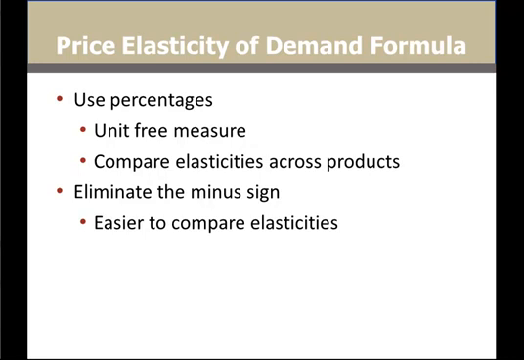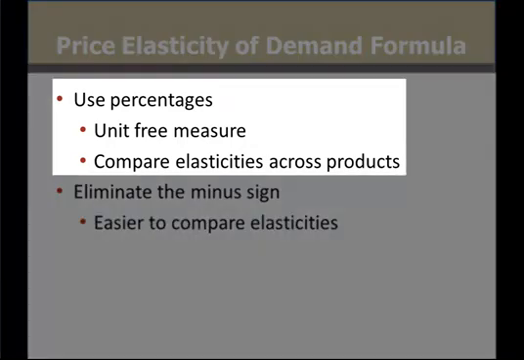Absolute changes depend upon the choice of units. For example, a change in the price of a $10,000 car by $1 is very different than a change in the price of a $1 can of beer by $1. The auto's price is rising by a fraction of a percent, while the beer's price is rising by 100%. Percentages also make it possible to compare elasticity of demand for different products.